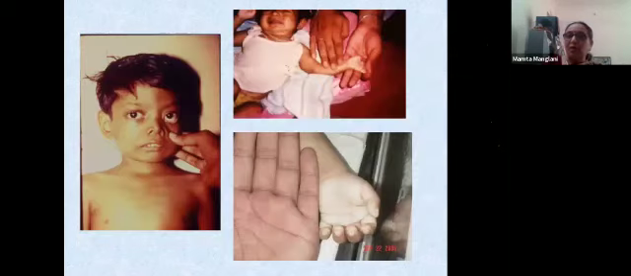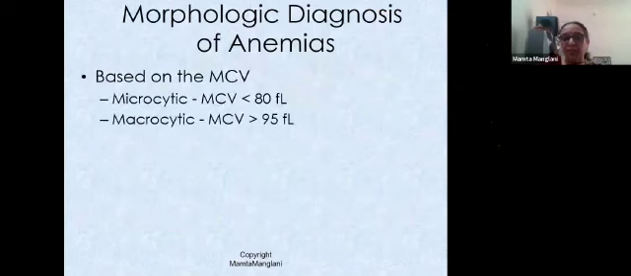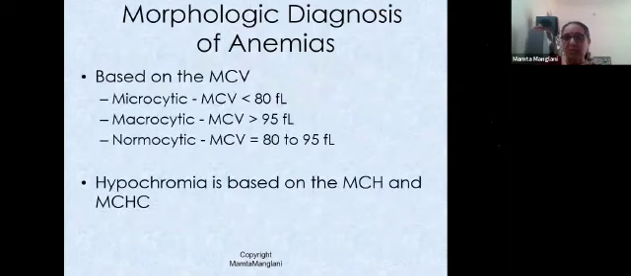Now, let's look at how we would interpret a CBC in a patient who's anemic or pale. So we know that based on MCV, we divide the anemias into micro, macro, and normocytic, and hypochromic based on the MCH and MCHC. I'm not going into details. It is reflected on the slide.